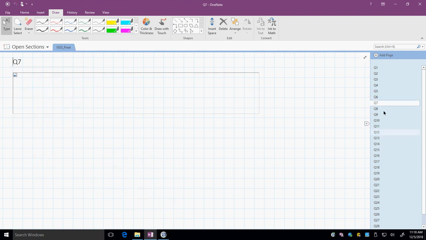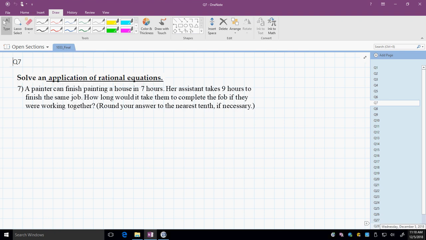Question number 7. A painter can finish painting a house in 7 hours. Her assistant takes 9 hours to finish the same job. How long will it take them to complete the job if they were working together?